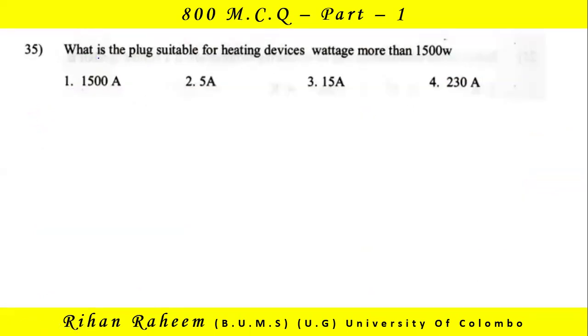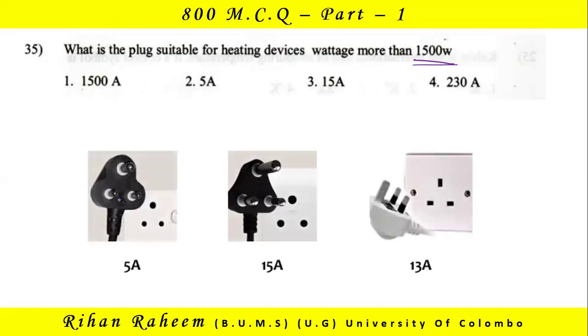Then next one, 35. What is the plug suitable for heating devices with wattage more than 1500 watts? That means heating devices with high power, even ACs, like water heaters in showers. So for them, 15 ampere wires should be used. So the most suitable answer is 15 ampere wires.